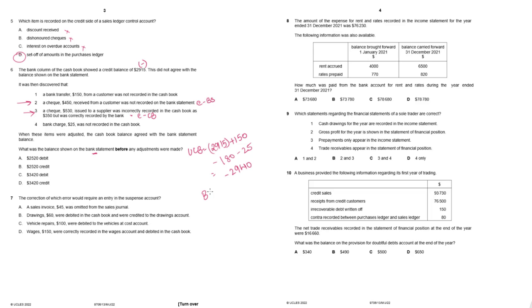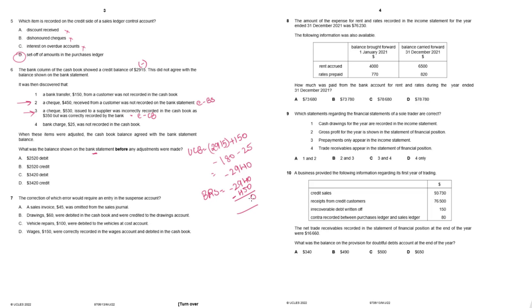Now, when I prepare the bank reconciliation statement, I'll start with my updated cash book balance, minus 2940. This bank error, which is check 450 received from a customer, was not recorded on the bank statement. Since it is already recorded in the cash book and I'm starting with my updated cash book balance, to arrive at the bank statement balance, you will have to remove the effect of this 450 in the cash book, which is minus 450. You have to remove it.